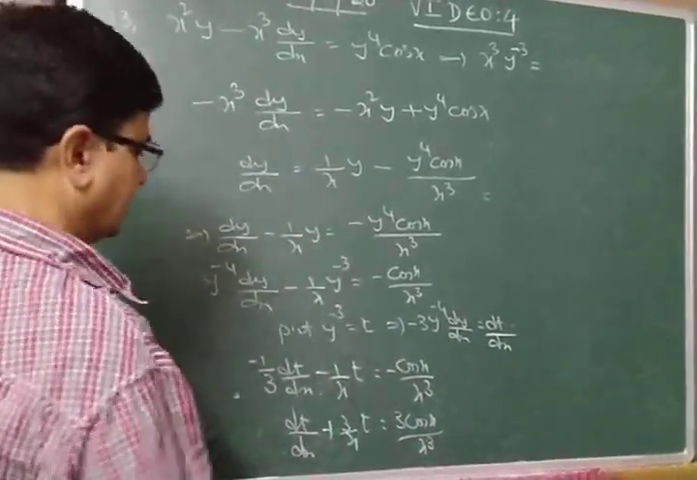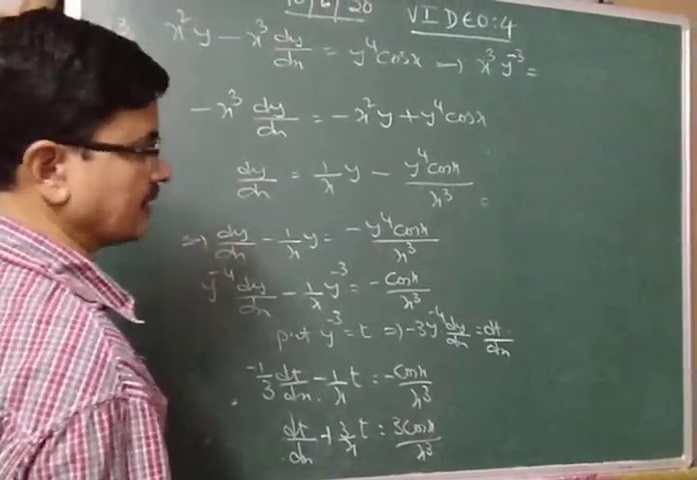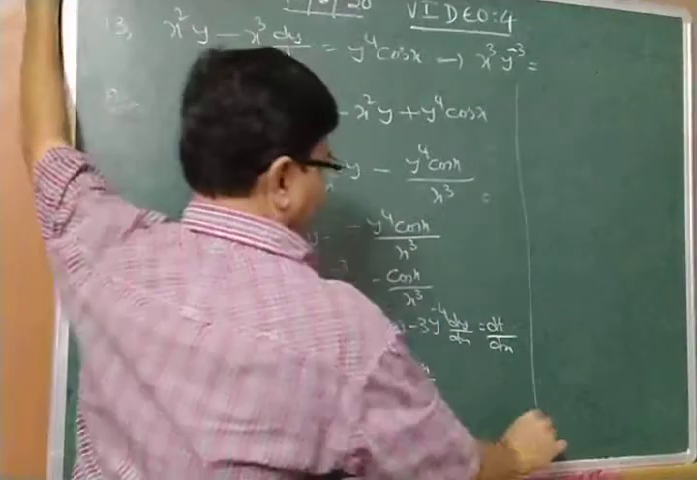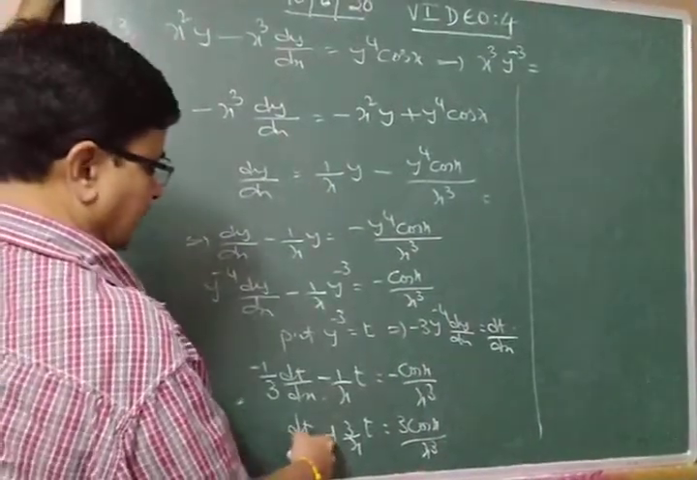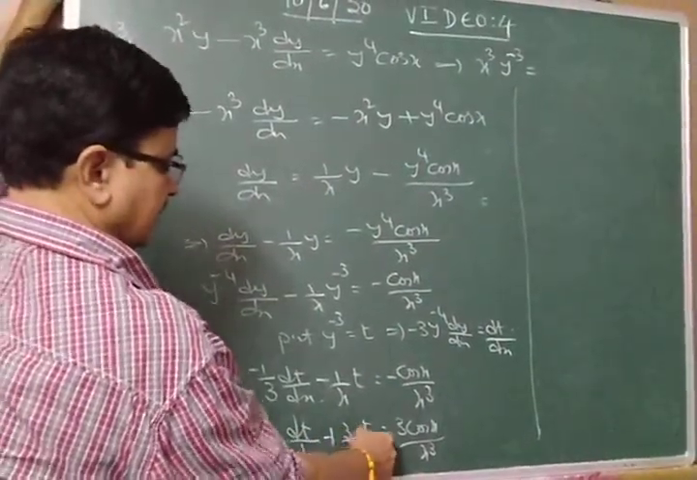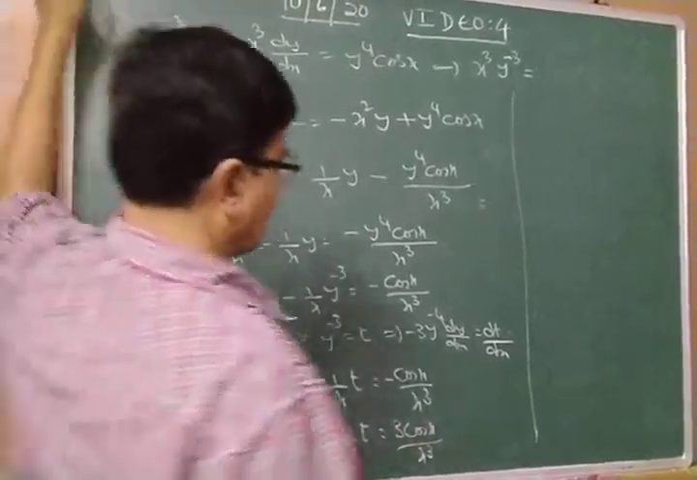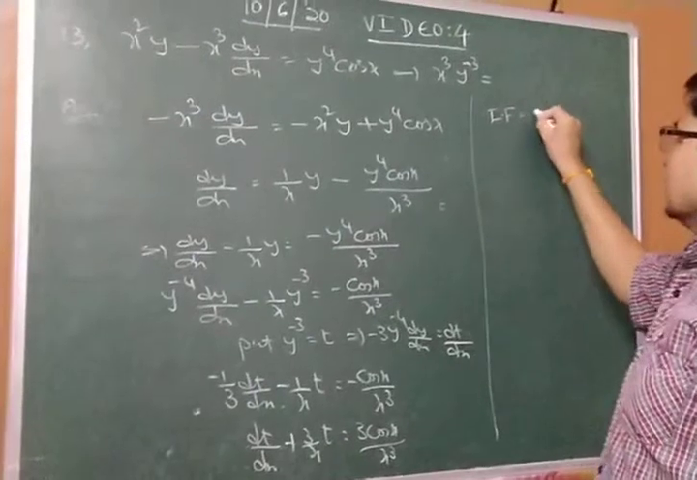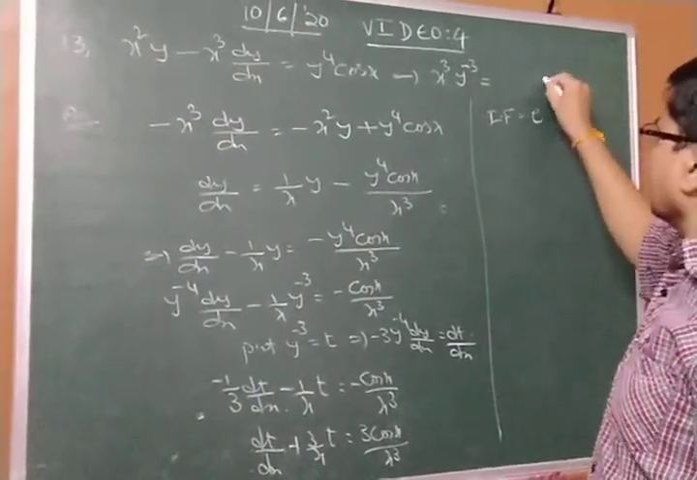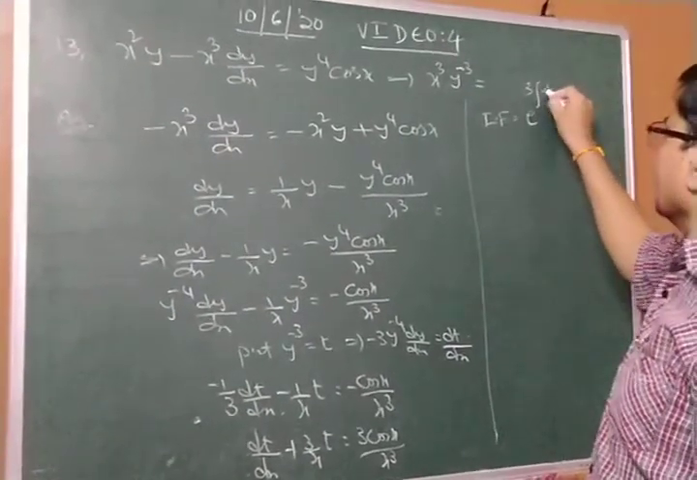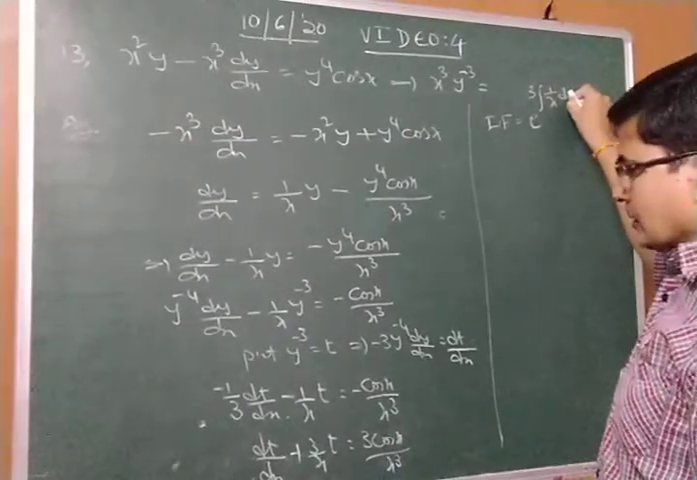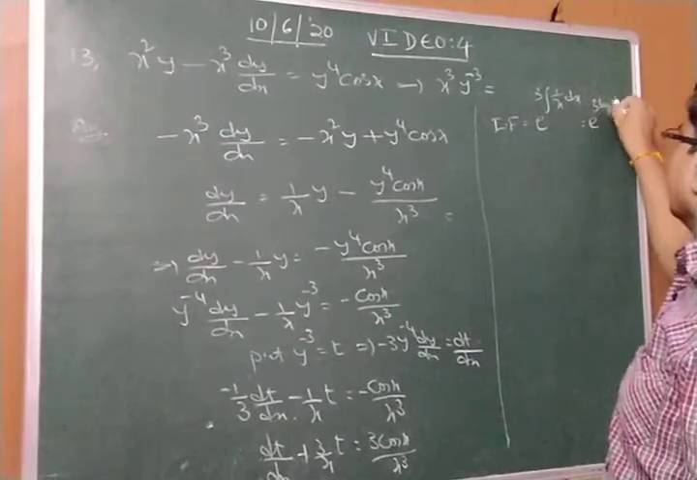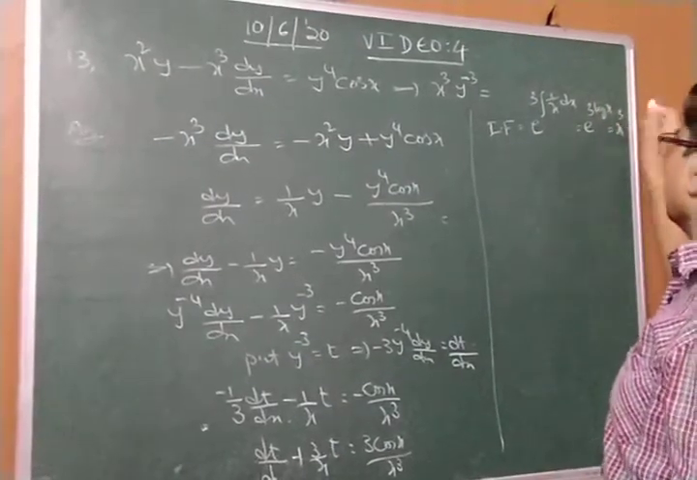Now this is the linear differential equation of order 1, first order linear differential equation. That means this is of the form dy by dx plus p of x into y is equal to q form. So we find the integrating factor for this equation: e to the power integral 3 into 1 by x dx. So that is equal to e to the power of 3 log x, that means x cube.